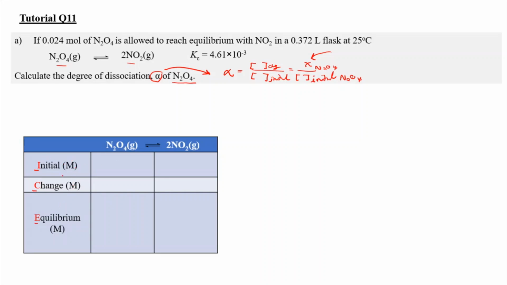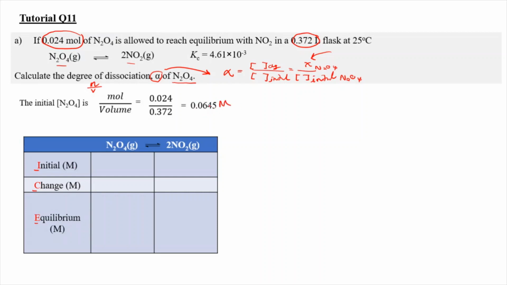And to get to the initial concentration, we can find the initial concentration by dividing the mole with the volume here. So the initial concentration of N2O4 is the mole divided by the volume. The mole here is 0.024 mole and the volume is 0.372. Once we divide this, we're going to get the initial concentration to be 0.0645 molar.